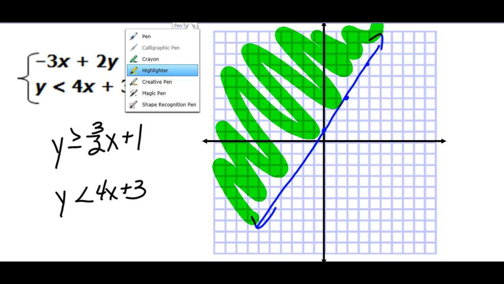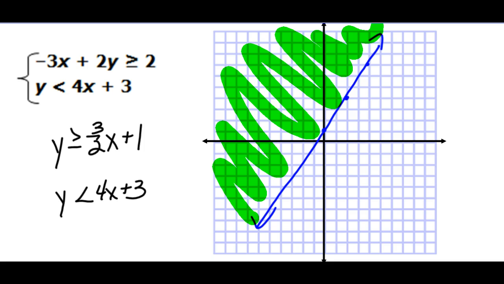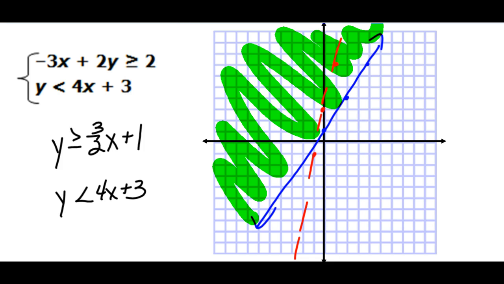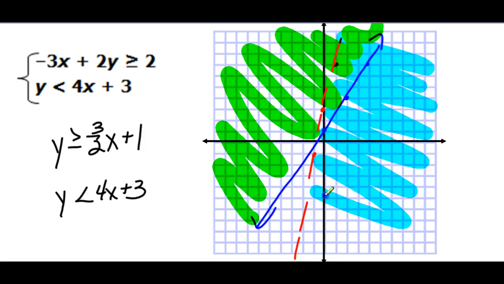Okay? For the bottom one, I am going to start at 3. 1, 2, 3 has a slope of 4. That's up 4, right 1, or down 4, left 1. Okay? That's going to be a dotted line. And it is less than, so I am going to shade down below the line. We'll do it in this color. That's the red line that I'm working with.